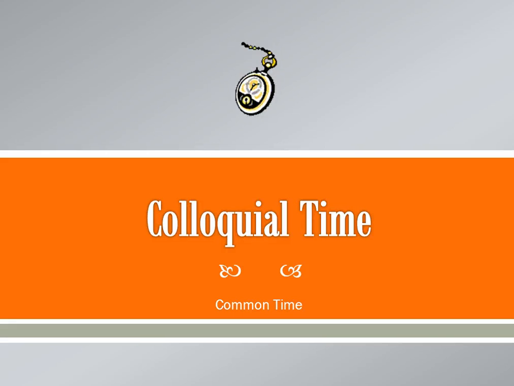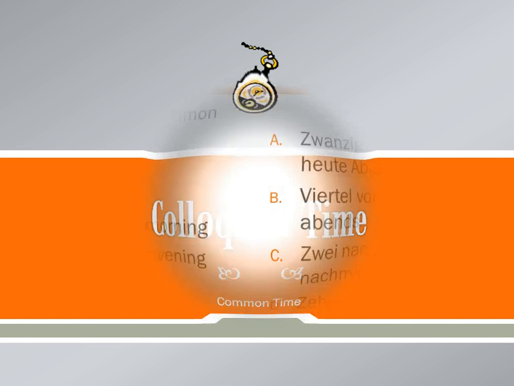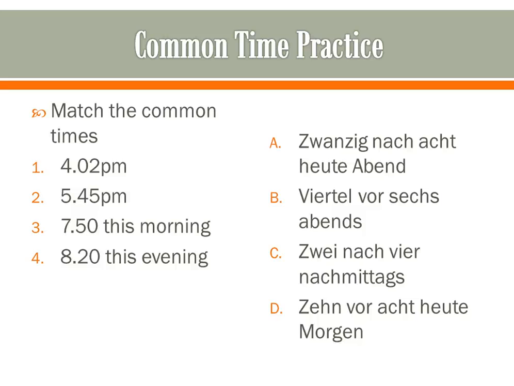Okay, now we're going to practice common time, since we've talked about official time and we talked about how to tell common time in German. We haven't really had a chance to practice this yet. So on this slide, you see on the left numbers 1 through 4, times as we would say them in English. On the right, A, B, C, and D, you see times as you might say them in German. So take a second, pause this recording, and match your letters to the proper time.